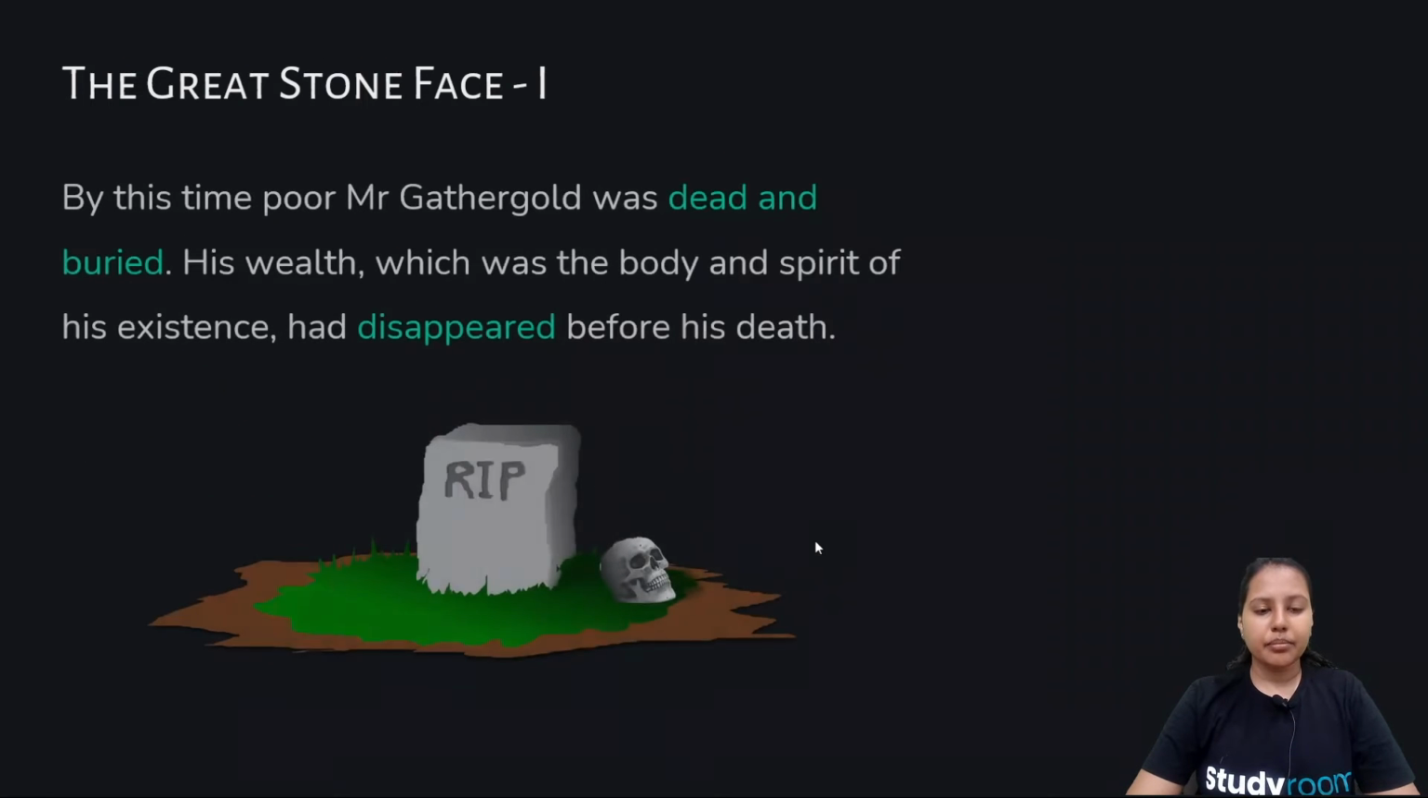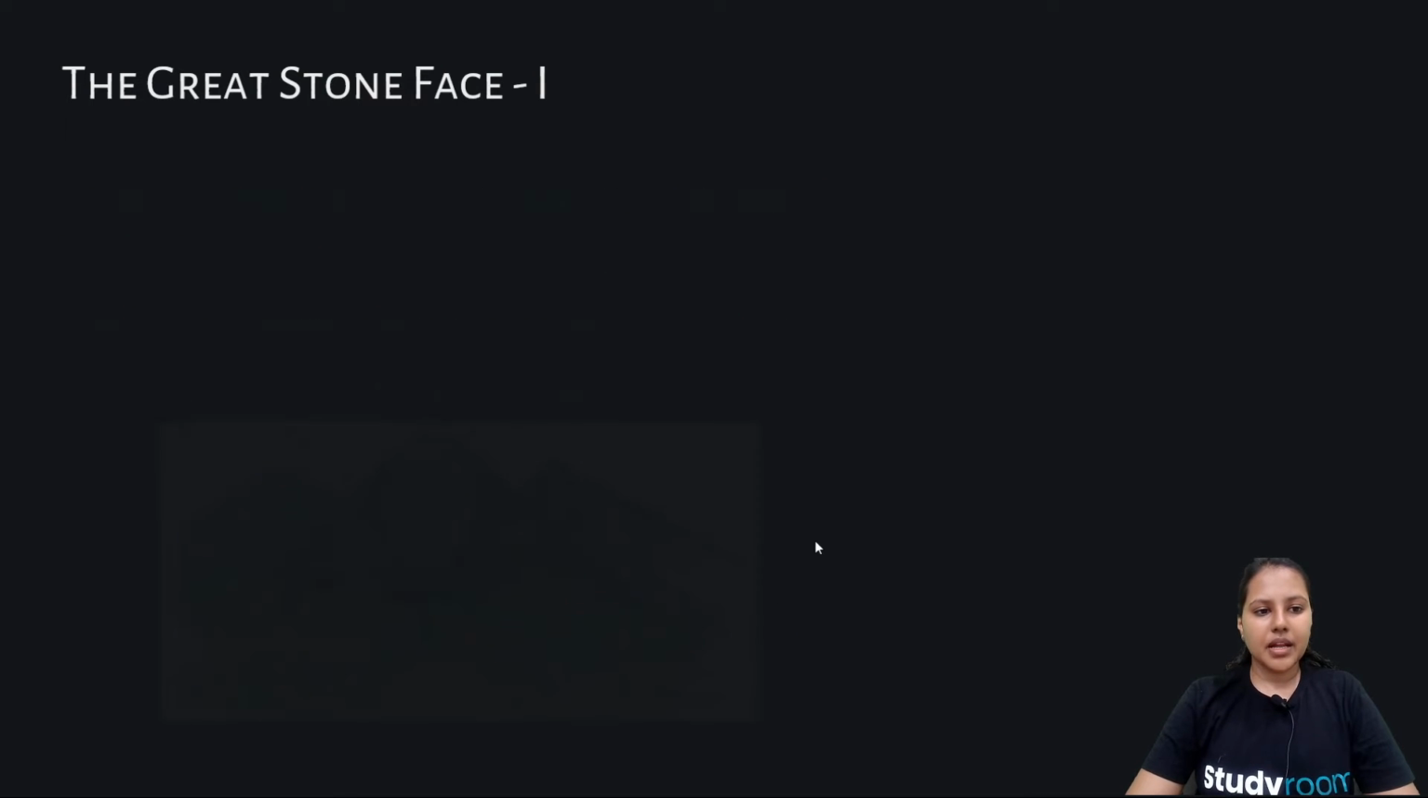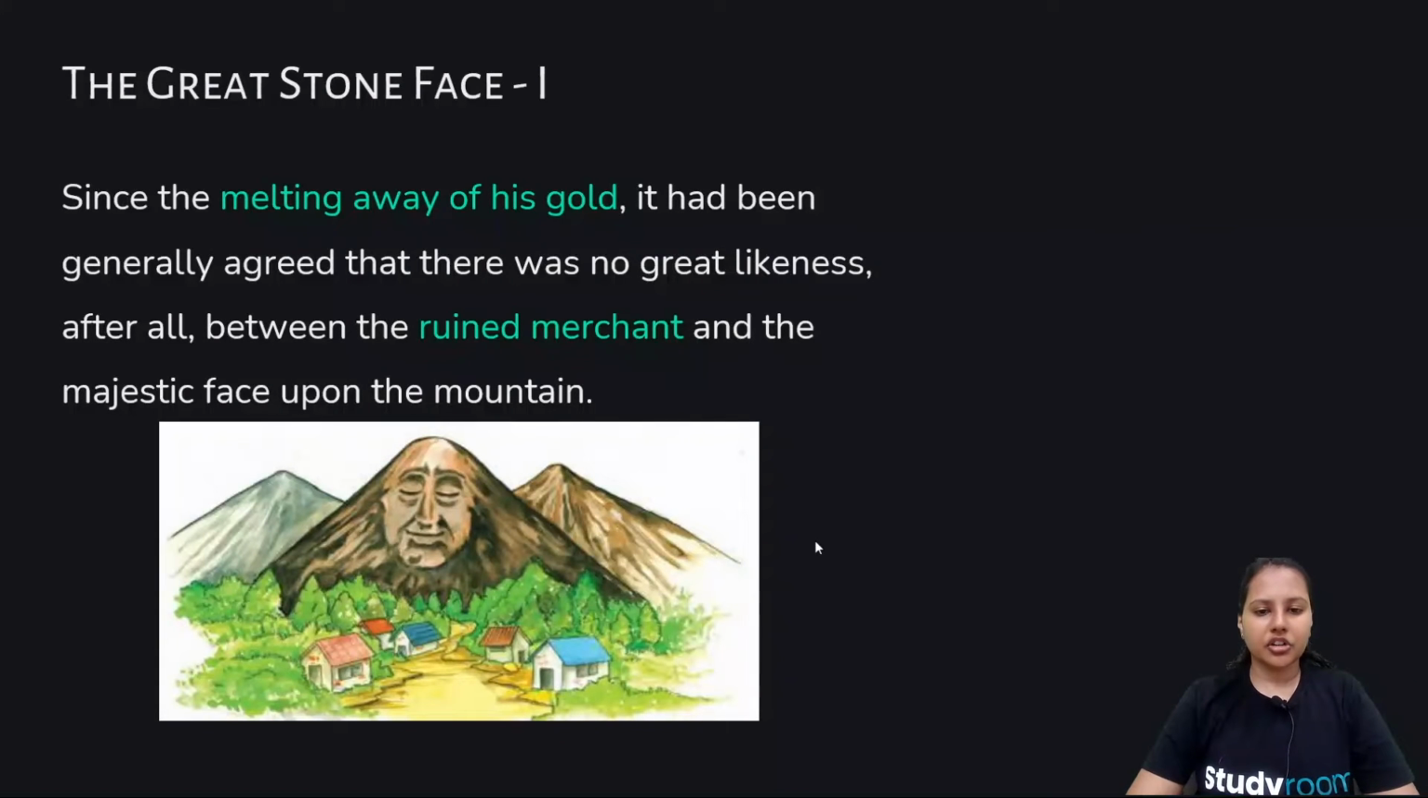By this time, poor Mr. Gathergold, who actually resembled it, was dead and buried. His wealth, which was the body and spirit, had disappeared before his death. Since the melting away of his gold, it had been generally agreed that there was no great likeness after all between the ruined merchant and the majestic face upon the mountain. So as his gold and his money went away, people started saying that no, there is no matching between the stone and the face.